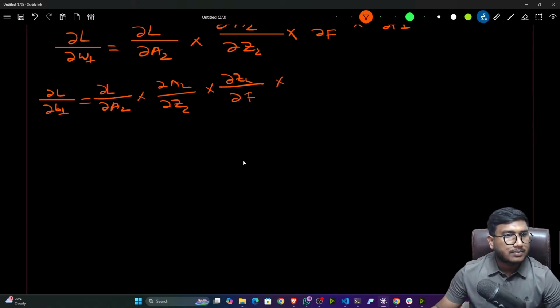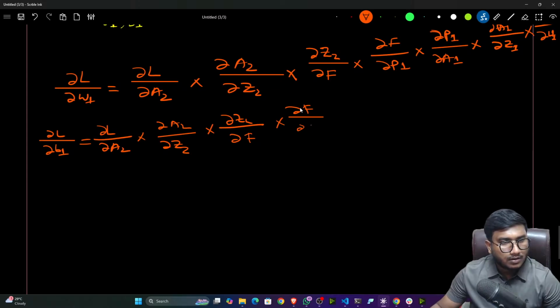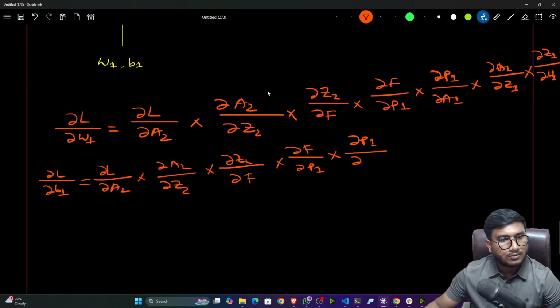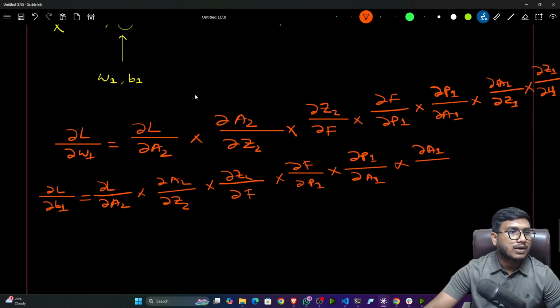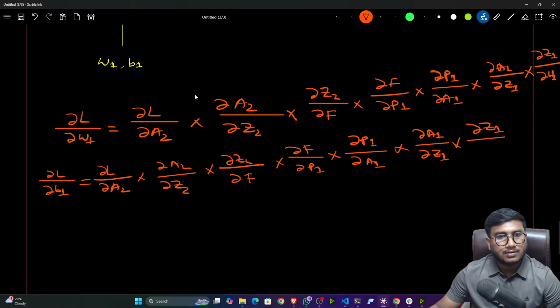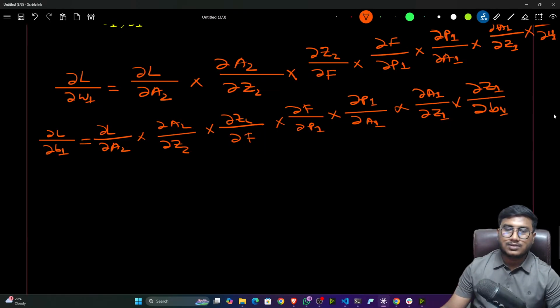Then multiply derivative of F divided by, you have P1, so derivative of P1, then multiply derivative of P1 divided by, you are having A1, sorry, it should be A1. Then multiply A1 divided by, you have Z1, derivative of Z1. Then multiply derivative of Z1 divided by derivative of B1. So this is the entire formula.